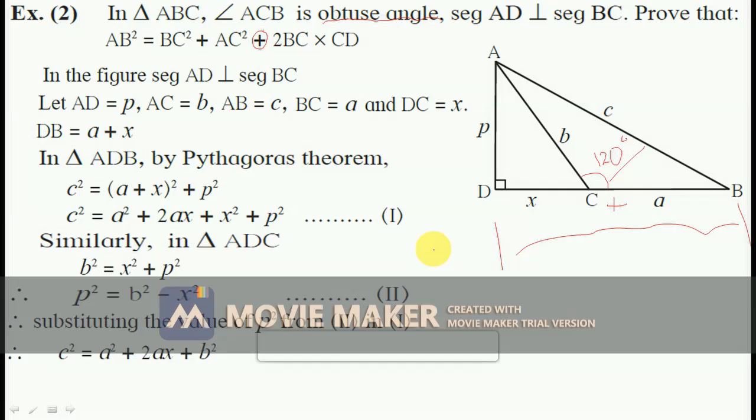a square plus 2ax plus b square. Right, 2ax, x square plus x square minus x square will be cancelled out. In the first equation x square is plus, and in the second equation x square is minus. Therefore it will be cancelled out. We can see here.